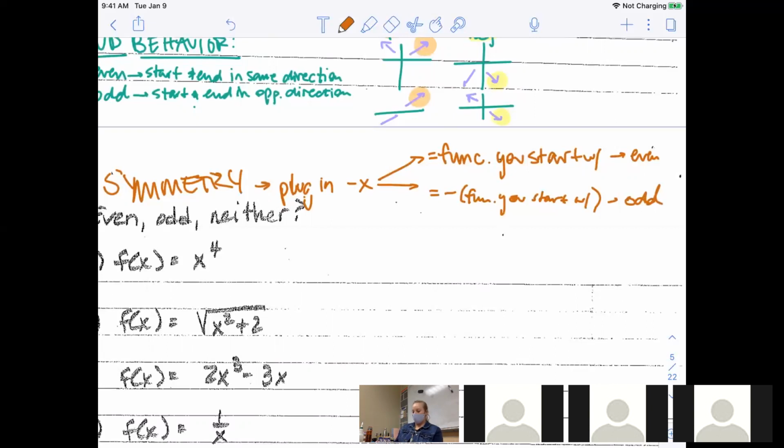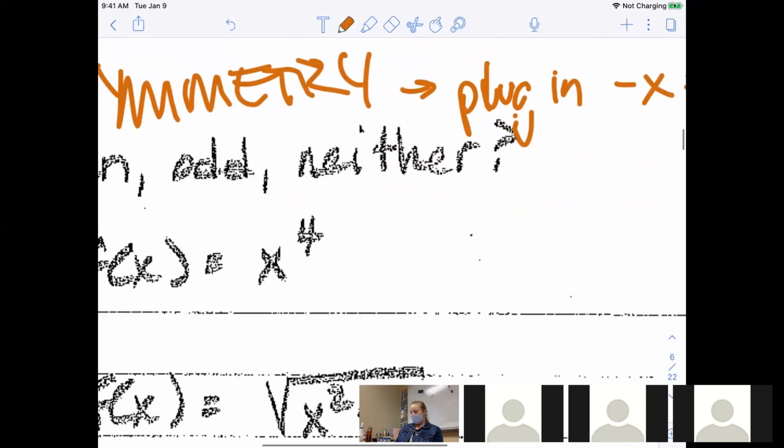Okay. So letter A, this doesn't really make sense in words, so let's do a couple examples and then you'll get it. The first one is f of x is x to the fourth. What if I plugged in negative x to the fourth? What would I get there? Positive. I don't know what x to the fourth is, so I still have to keep my fourth there, but negative x raised to the fourth will end up being a positive number.